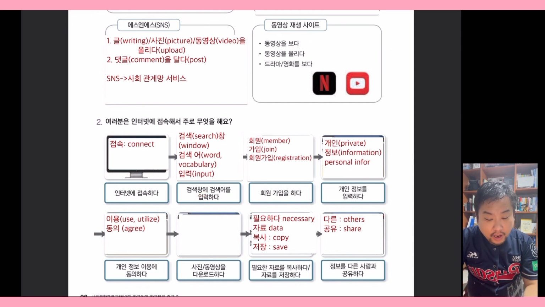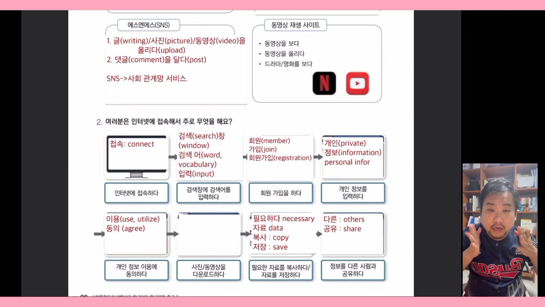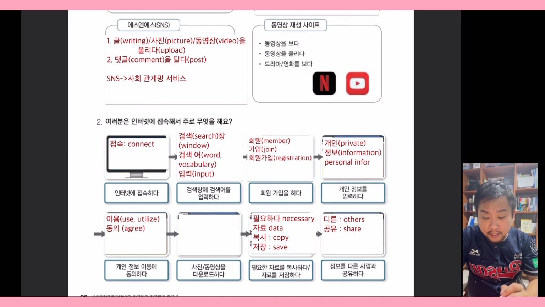And 회원가입 itself is registration. 회원 is a member, 가입하다 is join. And 개인정보 is personal information. 개인 is a single person or private, and 정보 is information. So personal information 이용 is use, utilize. 에 동의, agree. And 사진, 동영상을 download.